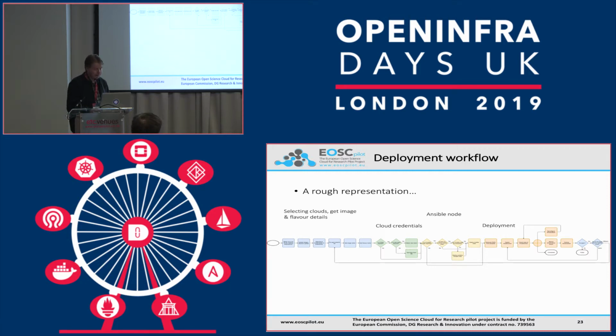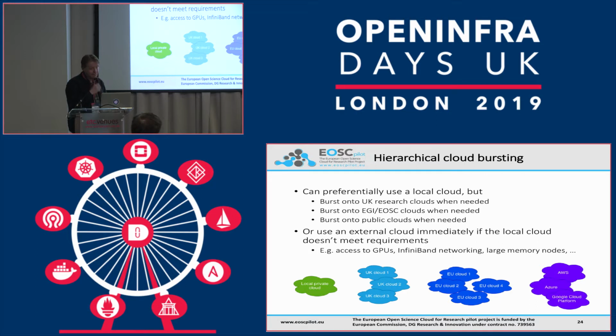So it's quite complicated. But what this allows us to do is preferentially use a local cloud, but then we can burst onto other clouds when needed. So we could, for example, burst from a local private cloud onto UK research clouds, and then from there, when they're full, burst onto European clouds, and then finally onto the public clouds. But if you need special resources for your job, for example, access to GPUs or InfiniBand networking, then obviously you can just directly use those clouds. So you could burst from one to the other, or maybe there are two clouds that meet your requirements, so it could try those. Or maybe only a public cloud meets your job's requirements, so it will just skip straight to that.